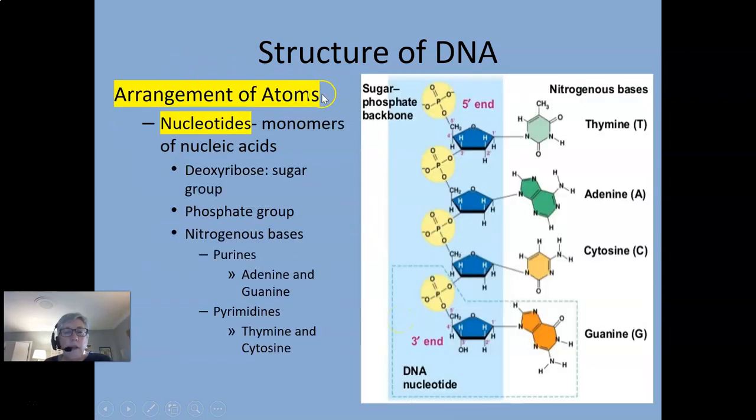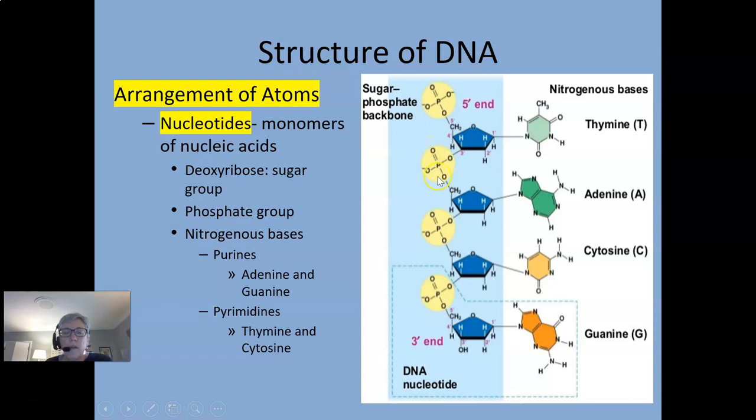All right, and then here again, we'll go through all the detail of how these atoms are arranged. Okay, there's some key components. The first one is a sugar group. It's called deoxyribose. Ribose is a five-carbon sugar. That's this five-carbon thing right there in blue. And every single nucleic acid has that same sugar. So that's a monosaccharide. And it's called deoxy because it's missing an oxygen at one of these key carbons. Okay, and then there's phosphate groups.